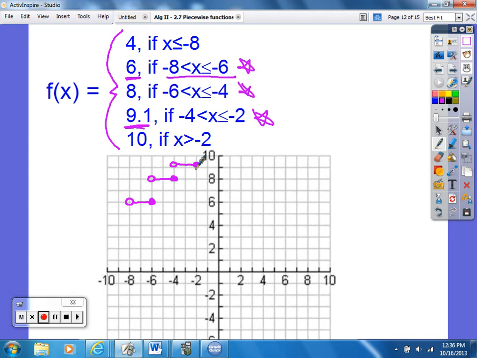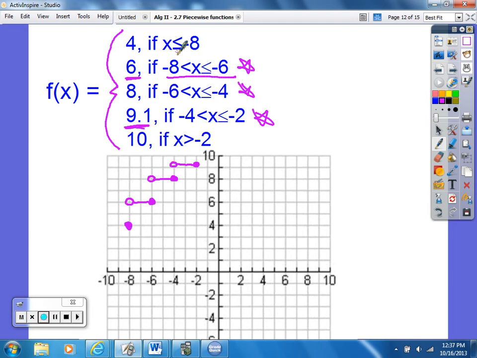So now what I want to do is graph that top equation. And notice it's telling me to graph y equals 4 if x is less than or equal to negative 8. So I'm going to find negative 8 on the x-axis and go up to 4. What kind of a dot will I put right there? Good. Does that make sense to everybody how I got a closed dot? Because that has an equal sign, right?